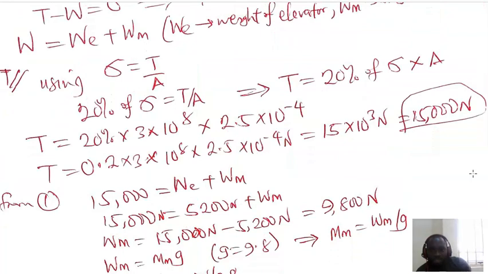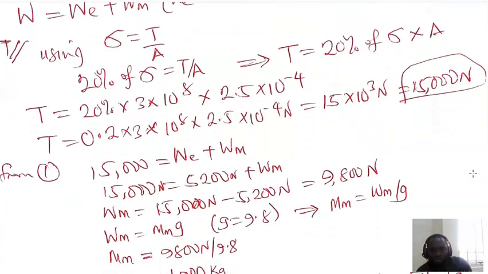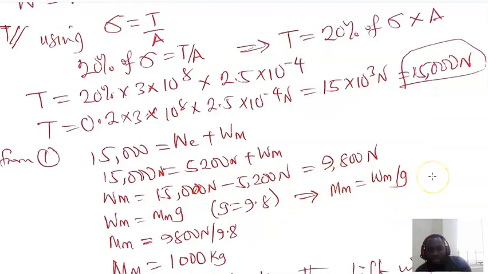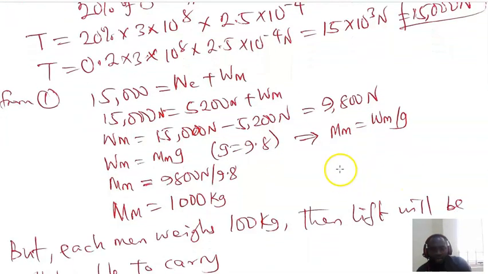Now going back to this formula, T equals W. So T equals W of the elevator plus W of the men. So that will be 15,000 equals 5,200 plus WM. WM, then subtract 5,200 from 15,000, that will give us 9,800. Knowing that W equals mg, you can compute the mass as W over g, which is 9,800 divided by 9.8. That will give us 1,000 kg.